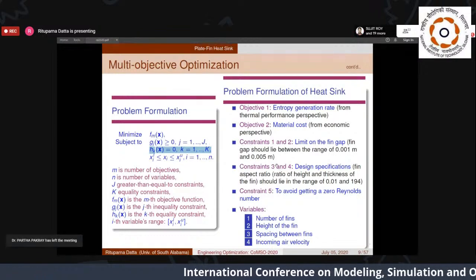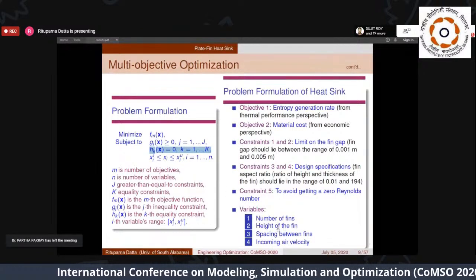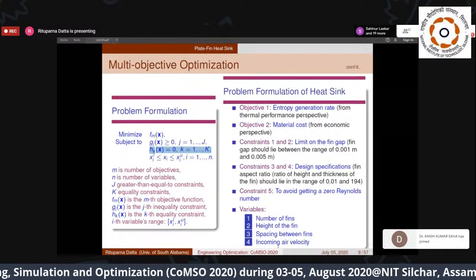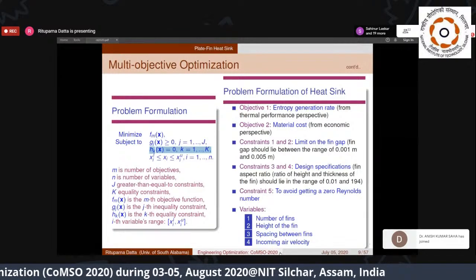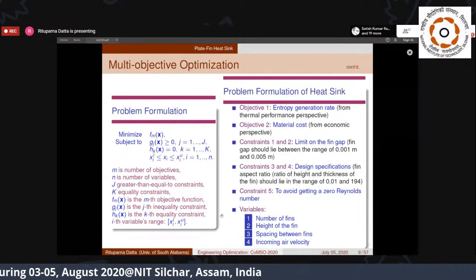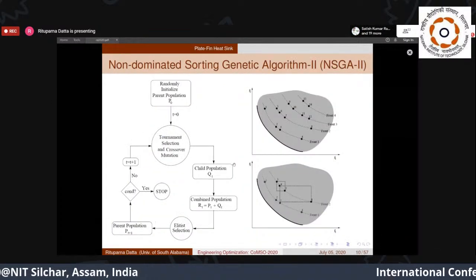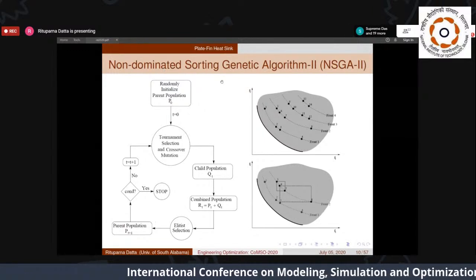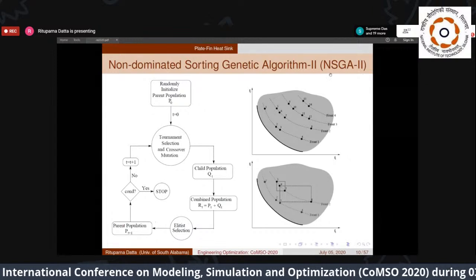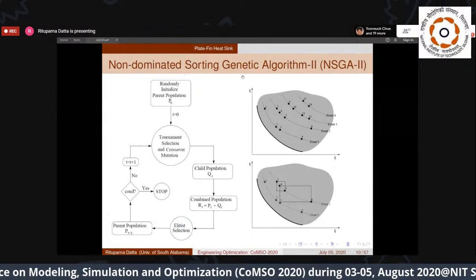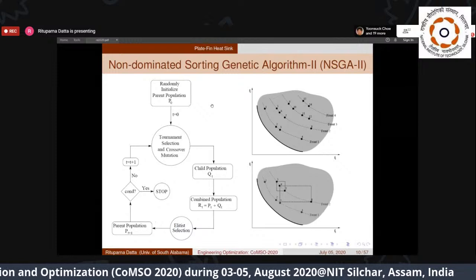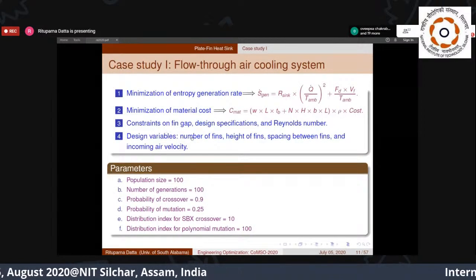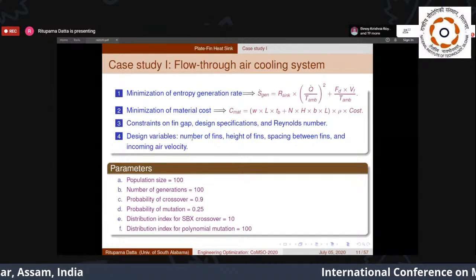And there are some constraints and variables. As I said here, our variables are number of fins, then height of the fin, then spacing between the fins, and incoming air velocity. And here we have used one of the standard multi-objective optimization algorithms. It is known as non-dominated sorting genetic algorithm. I am not going into the details. And here are some parameters and the formulation. Let me just go to the results.